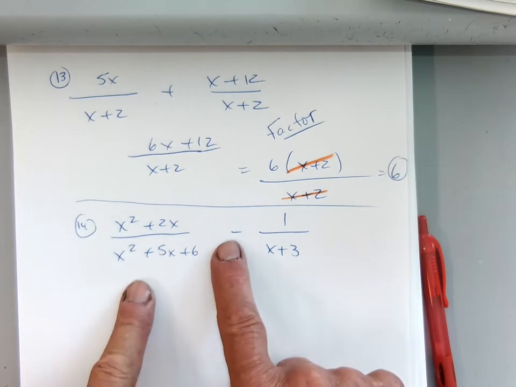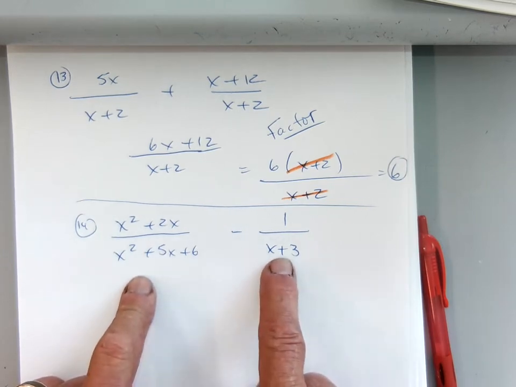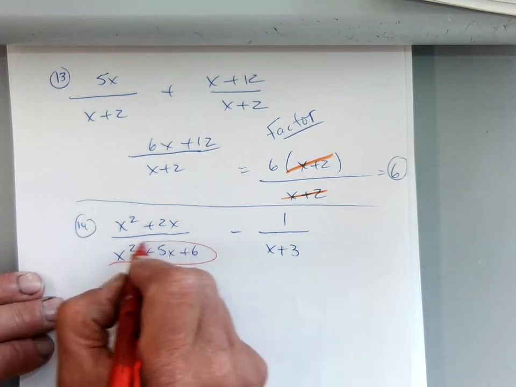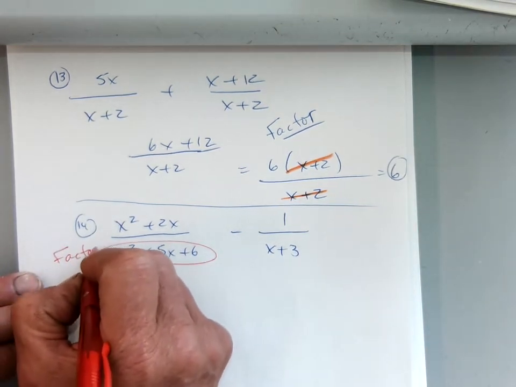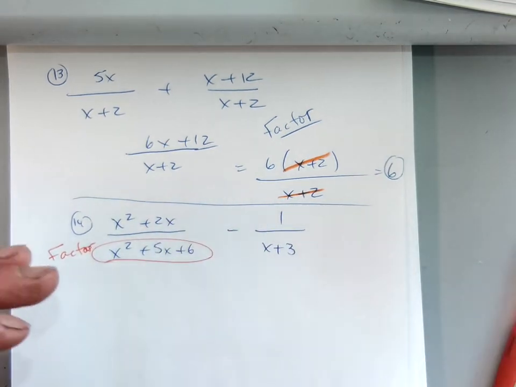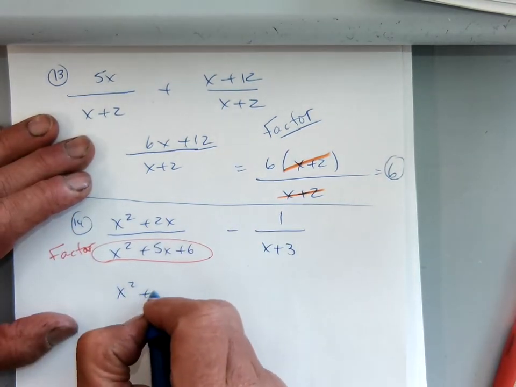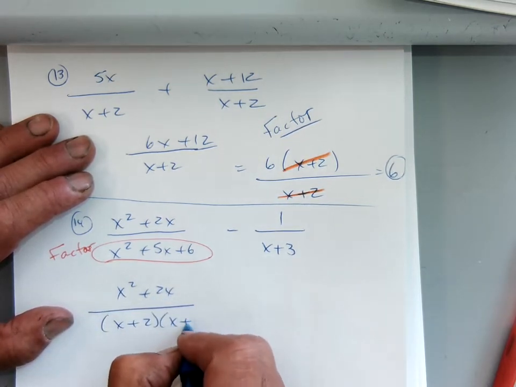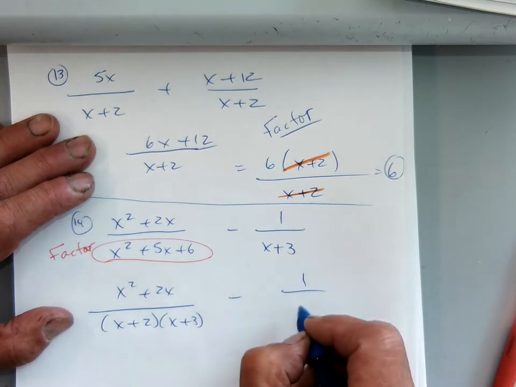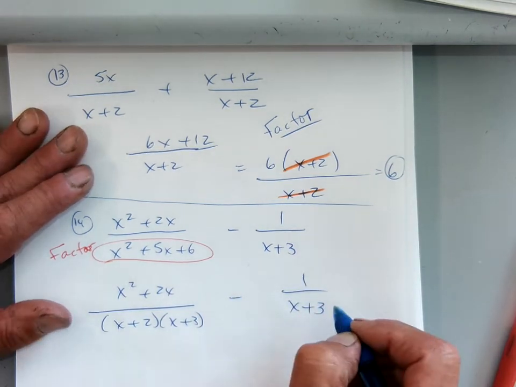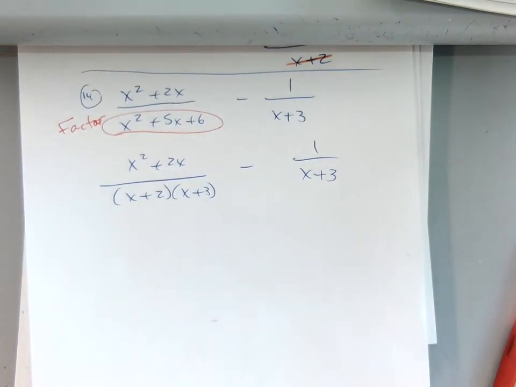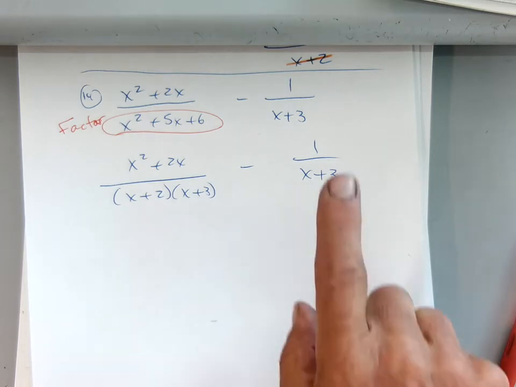Well, if I subtract two fractions, they need a common denominator, which I don't have. But I think if I factor this one, it'll help. So let me factor this numerator. So let me rewrite my fraction: x squared plus 2x over x plus 2 times x plus 3, minus 1 over x plus 3. That's my second fraction. That helps quite a bit because when I look at it now, it's easier to get a common denominator, right? Yeah. So what does the second fraction need?